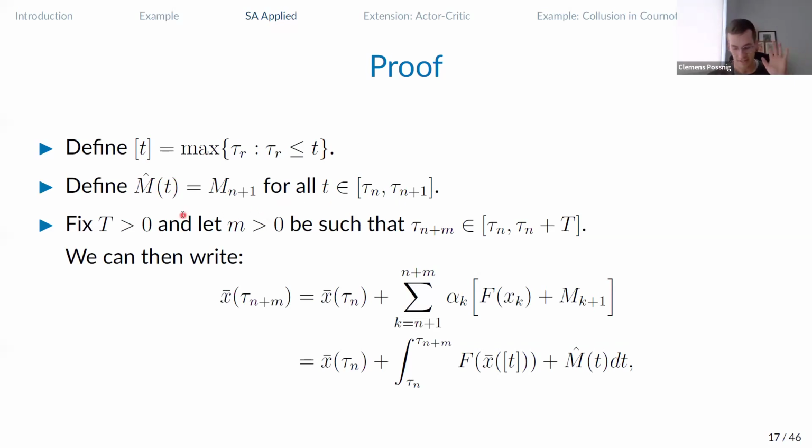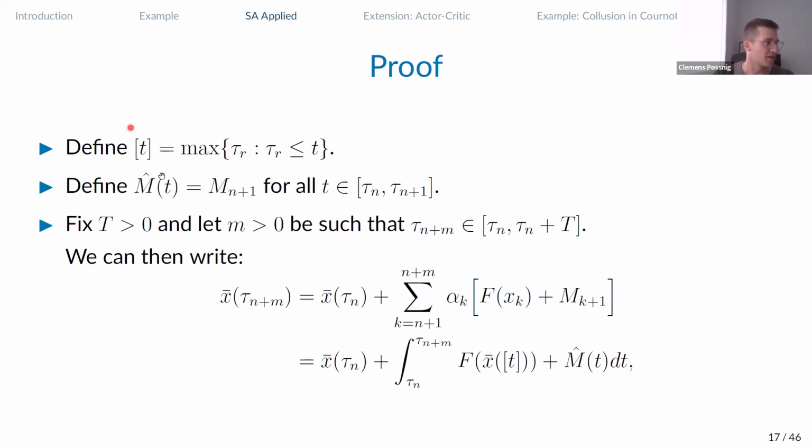And now let's fix a capital T. So this is going to be the continuous time period on which we will compare the algorithm to solutions of the ODE. And we're going to take some small m such that our algorithm time tau n plus m is within tau n to tau n plus T, so that we look at something within this interval. Then you can write your algorithm at tau n plus m as the algorithm at tau n plus all the updates that have accrued between n and n plus m. So those would be just step size times update.